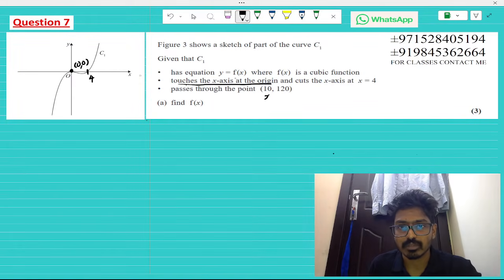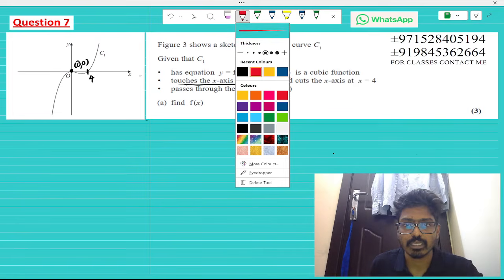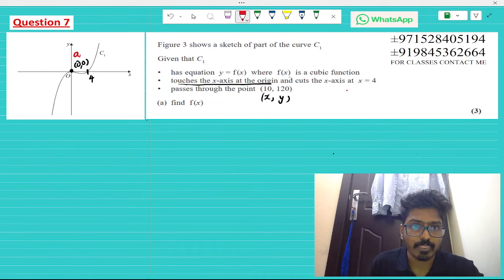Let's say these values are our x values and this is our y value. Okay, clear? So it's very clearly given that this will be our point a, and this will be our b. It's mentioned that the origin, which is nothing but the starting point, is 0 and 0, and it cuts the x-axis at x equals 4.